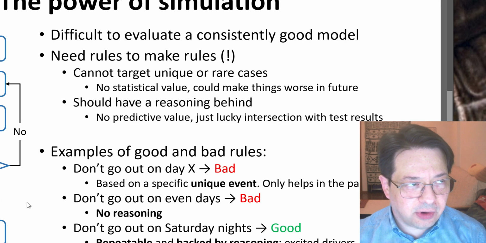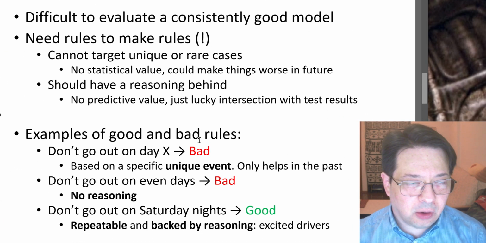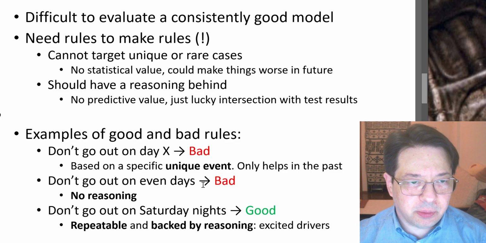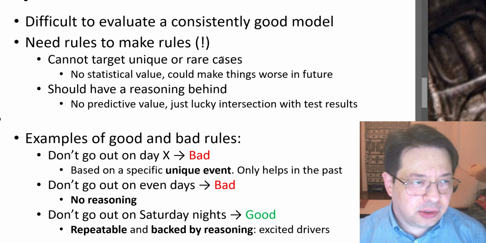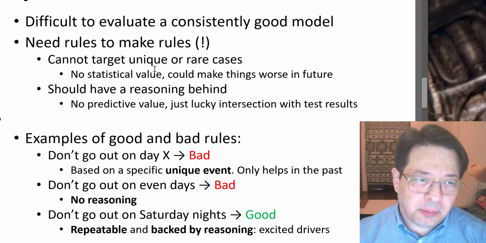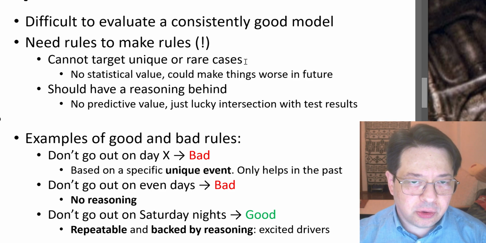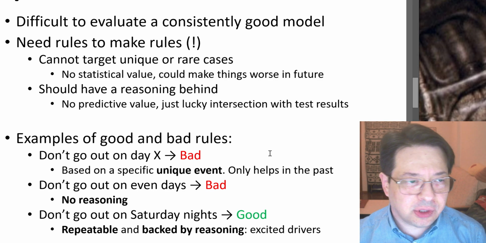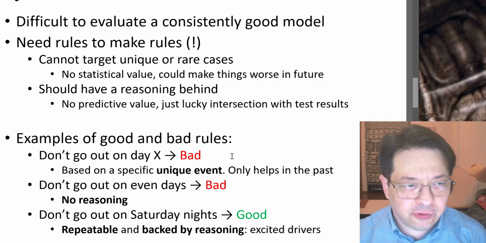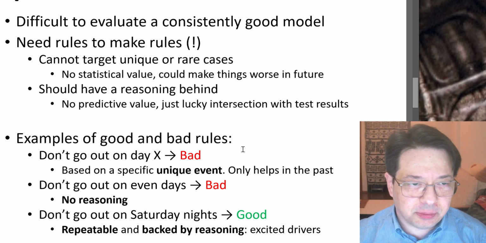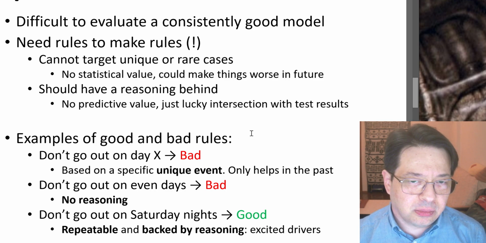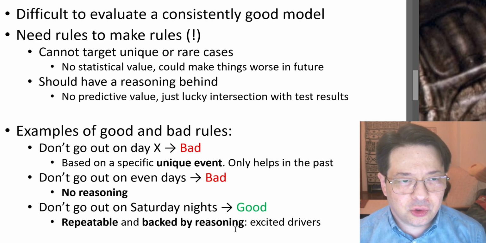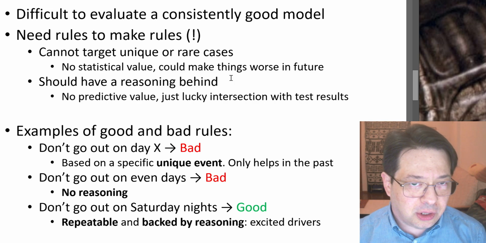Well, first, as I said, it's very difficult to evaluate a consistently good model. What you want to do is, let's say that you have a set of rules. This model is pretty much software where you do, if this happens, then do this. But this set of rules, first, they should not target unique or rare cases, because they don't have a statistical value. If something happens only once or twice in your life, it doesn't mean that it's going to happen again. So if you implement a rule around that case, it could actually give a negative effect, because there's no true cause and effect based on that unique case.